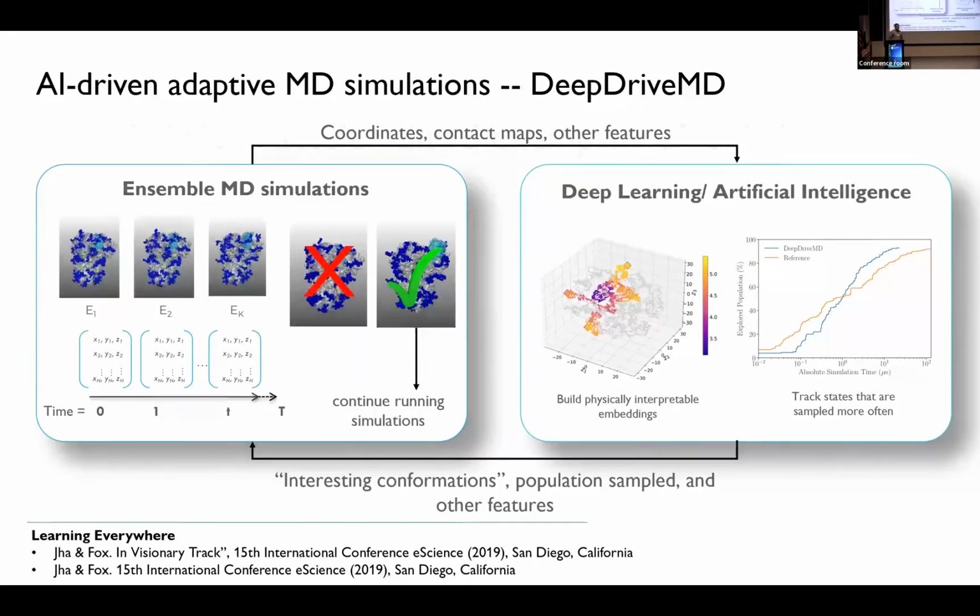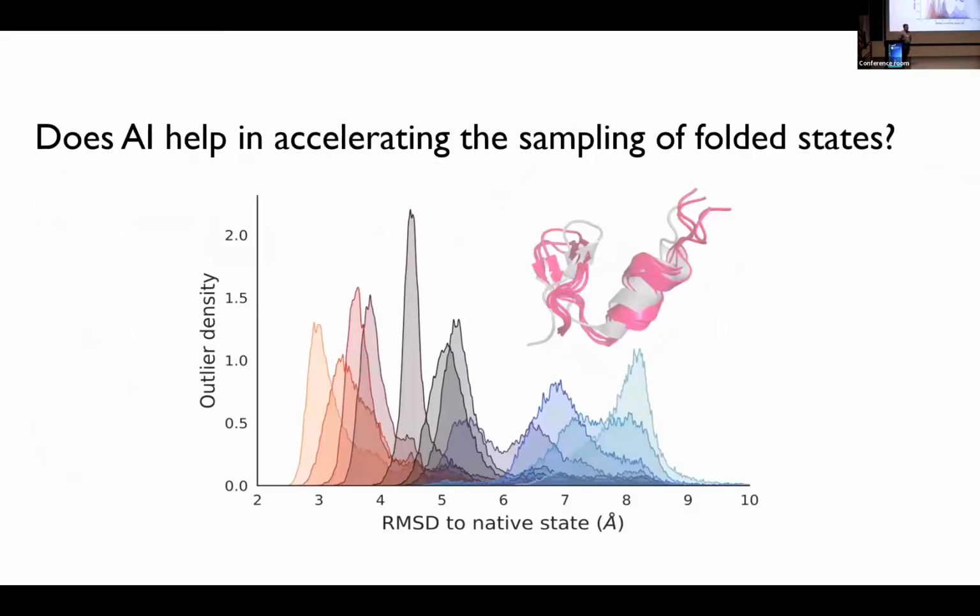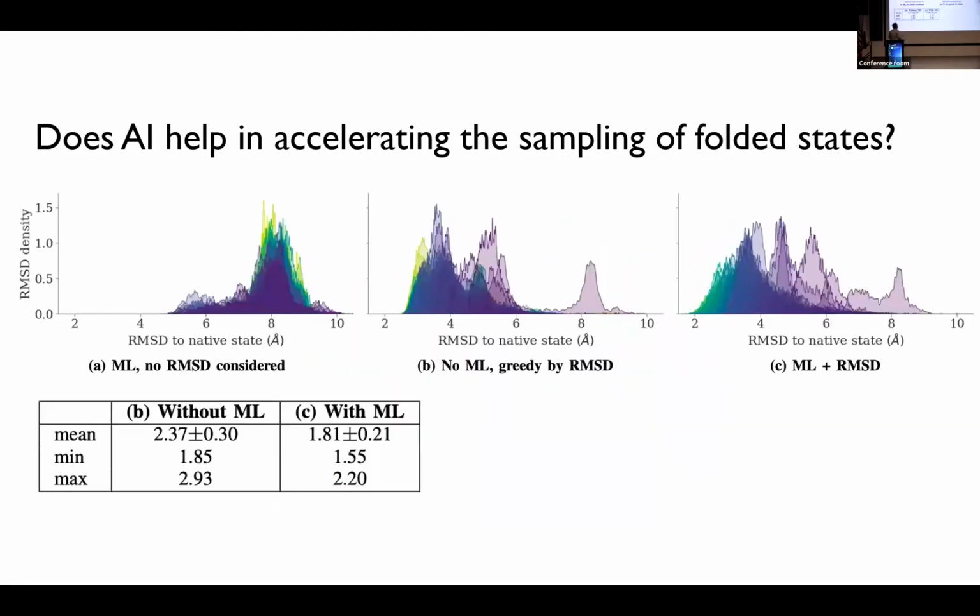So does this have practical value? In fact, it does. We can actually fold proteins to about 1.2 angstroms resolution, which is, I mean, this is about 2 angstroms right now. This is actually the protein called BBA. And you can see what happens with and without machine learning being used in the workflow.